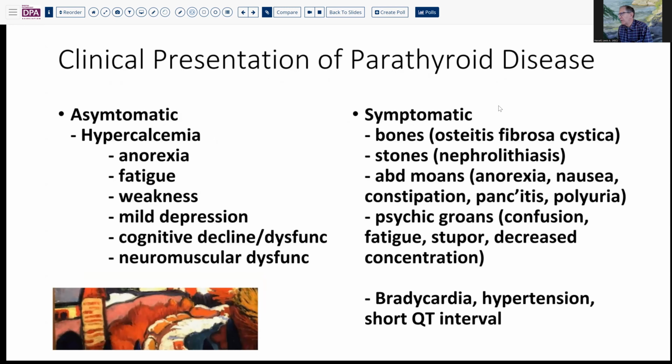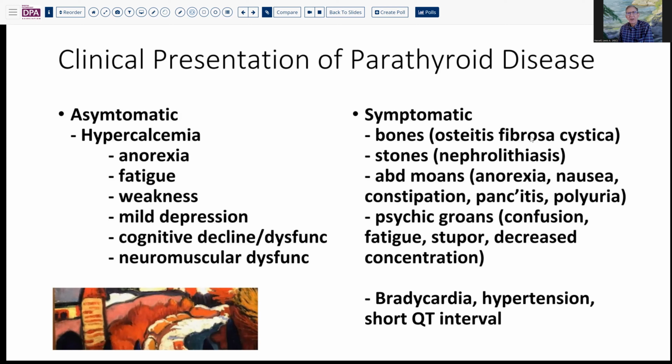When parathyroid disease becomes symptomatic, however, it often goes under the mnemonic of bones, stones, abdominal moans, and groans. So if you're a poetic rhymer like I am at times, those various owns might bring to mind the sort of symptoms that might be expected.